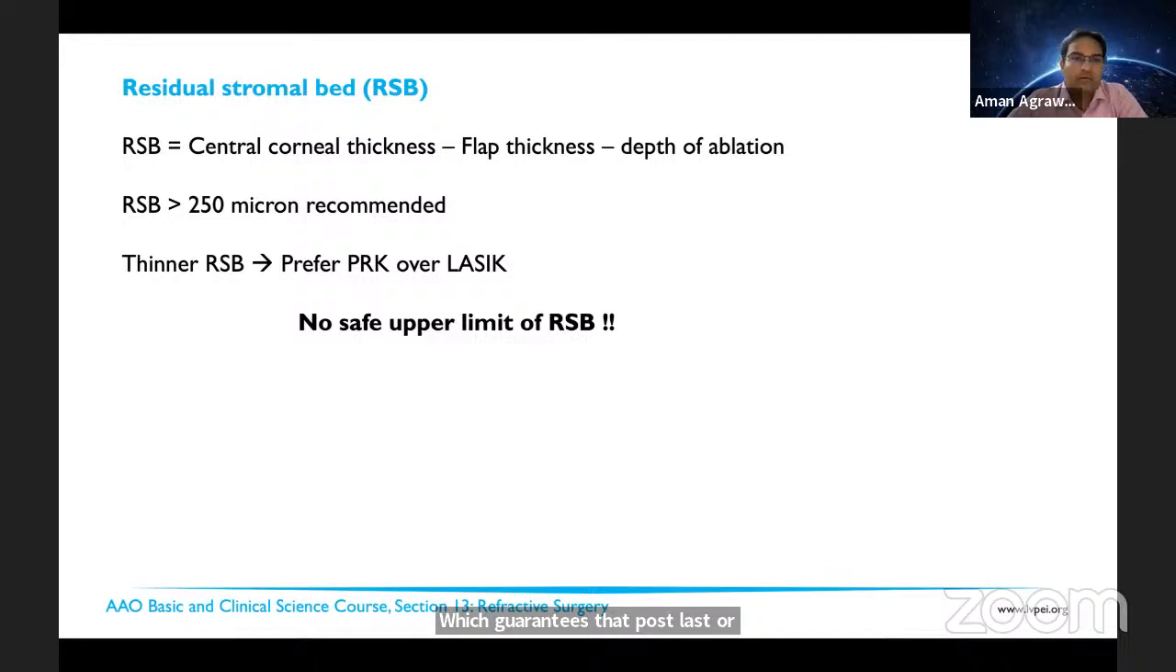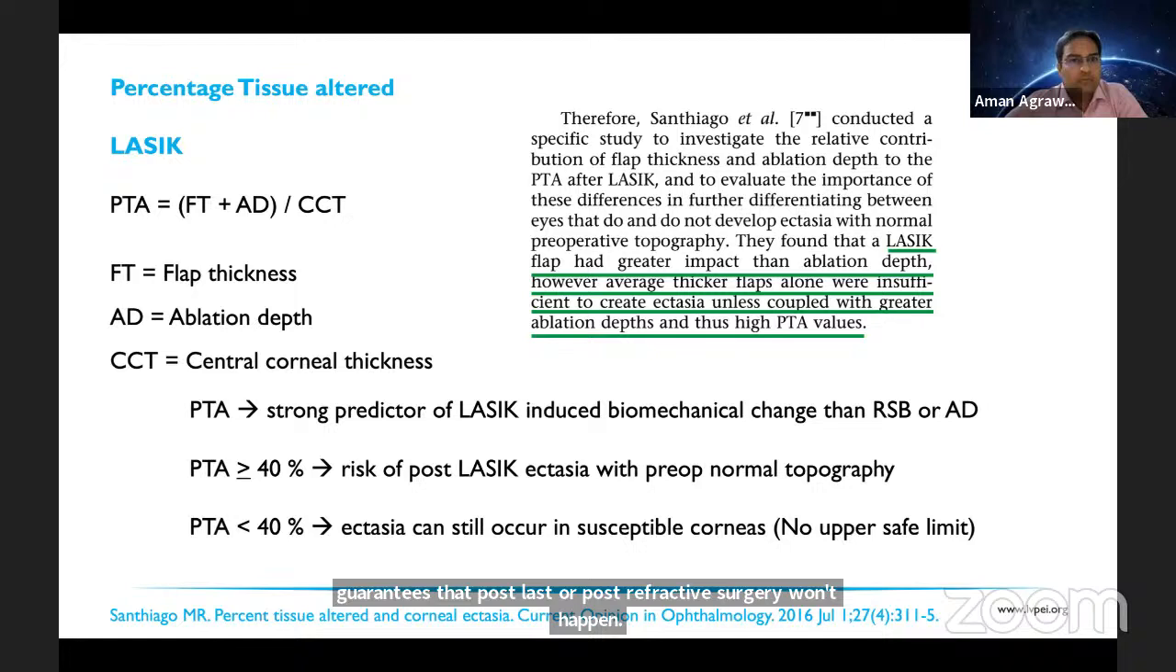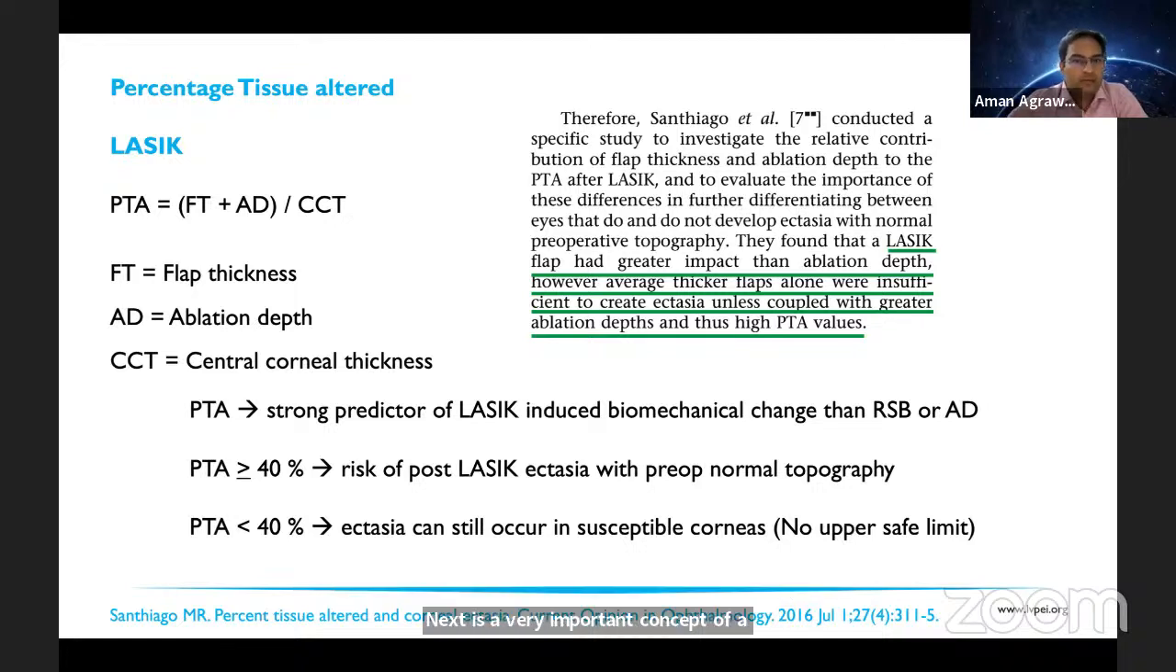Next is a very important concept of percentage tissue altered, which was introduced by Santiago. In LASIK, the percentage tissue altered is equal to the flap thickness plus the ablation depth divided by the central corneal thickness. So basically what it means is how much of the tissue we are changing or altering because of the surgery itself.